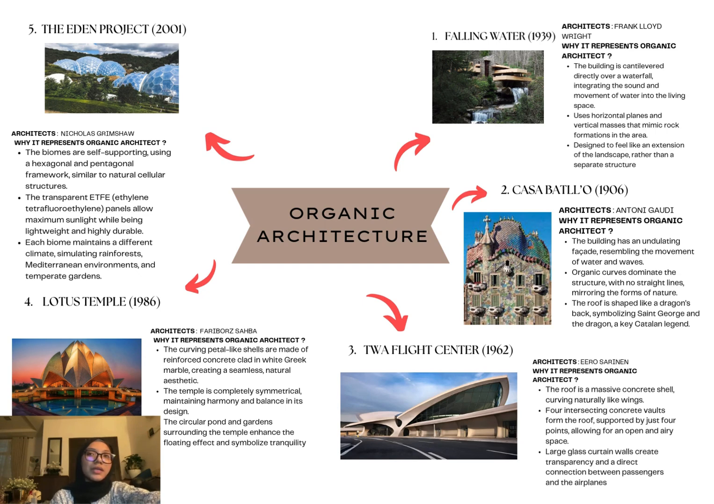The last one is the Eden Project. It was built in 2001. The architect is Nicholas Grimshaw. Why it represents organic architecture: the biomes are self-supporting, using a hexagonal and pentagonal framework similar to natural cellular structures. The transparent ETFE, ethylene tetrafluoroethylene, panels allow maximum sunlight while being lightweight and highly durable. Each biome maintains a different climate, simulating rainforests, Mediterranean environments, and temperate gardens.